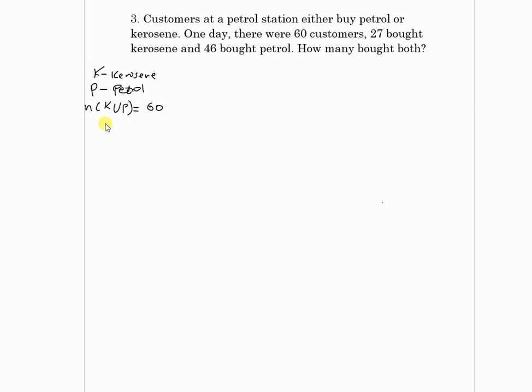And then 27 bought kerosene. This is the number of kerosene, 27. The number of those who bought petrol was 46. I can use the formula because they are asking how many bought both, the number of elements in K intersection P. So the number of K union P, this is the formula, is equal to the number of K plus the number of P minus the number of K intersection P.